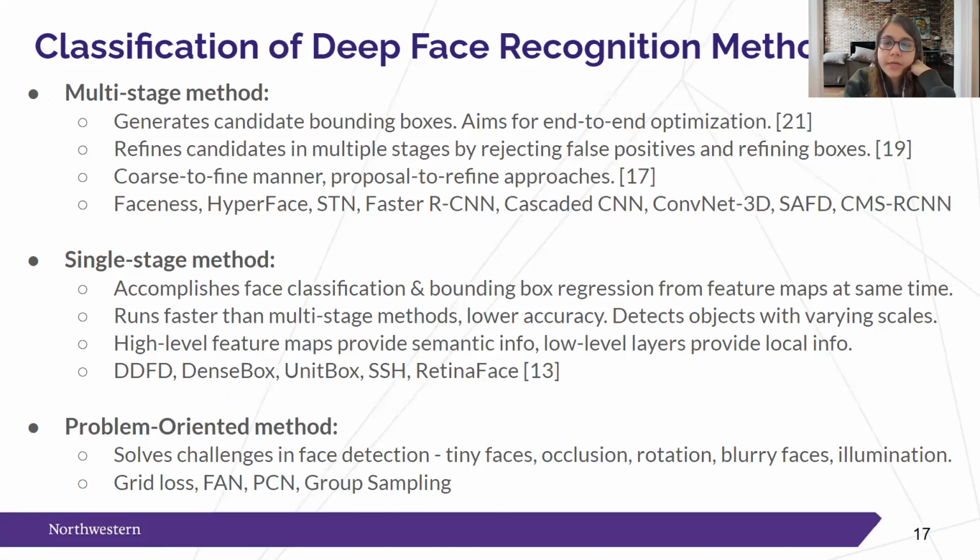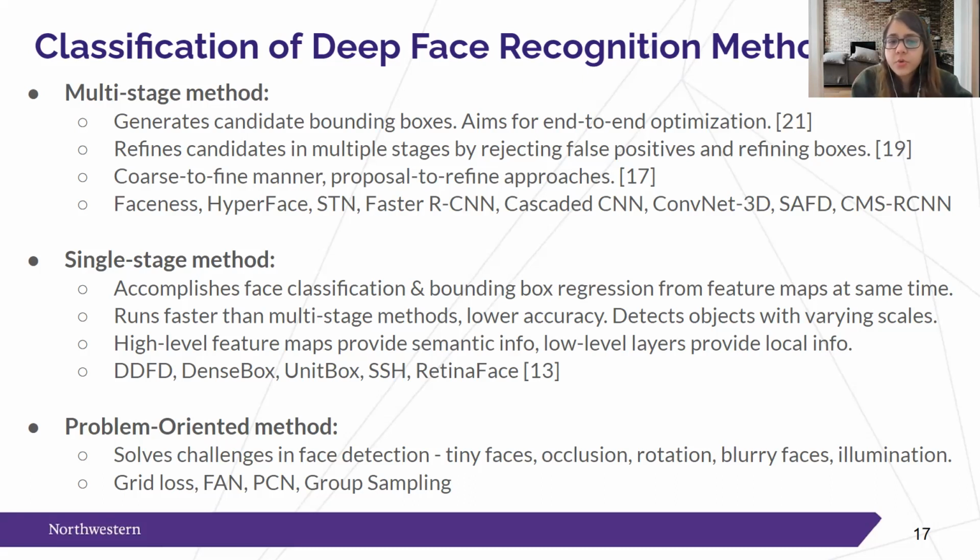So again, deep face recognition methods can be classified into multi-stage methods, single-stage methods, and problem-oriented methods. Multi-stage methods generate candidate bounding boxes and then have a number of iterations for rejecting the false positives and for refining the bounding boxes. Some algorithms that use these are cascaded CNN, Faster R-CNN, and Faceness, and they have really high accuracy rates. So this is what happens in multi-stage methods.